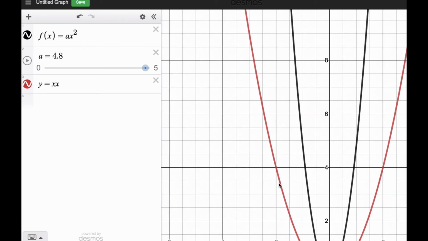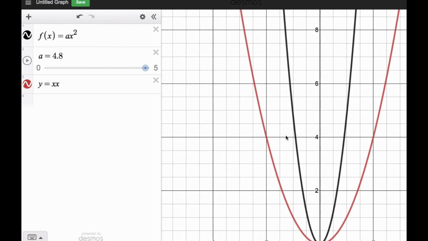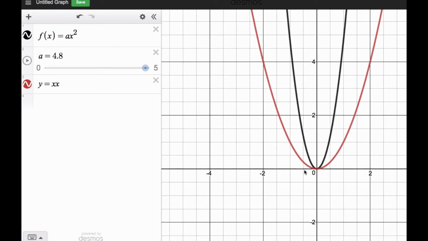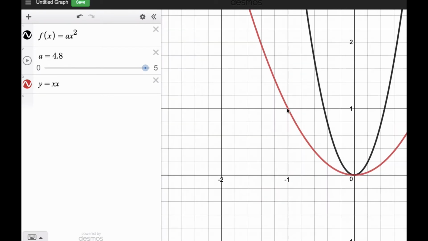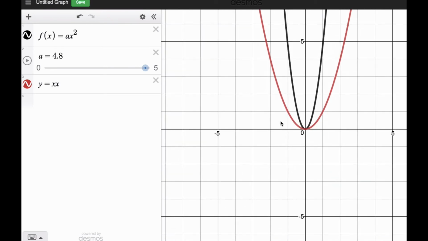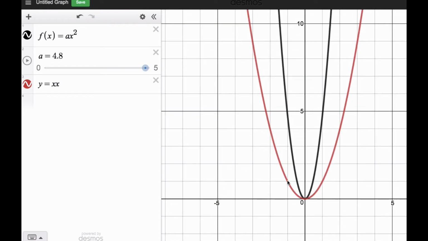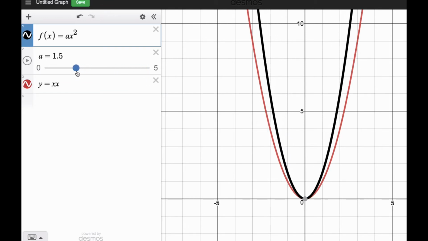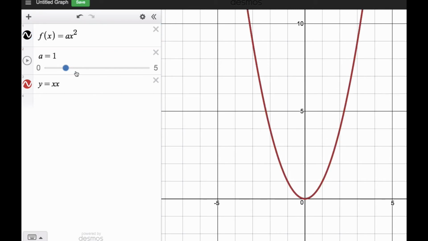Maybe you can more clearly see it when I do this. Here was 1, 1. Now I'm zooming too much. 1, 1. And now I get 1, 5. Now, when I go back to 1, make a equal 1. So if a is bigger than 1, it's a vertical stretch, making it skinny.